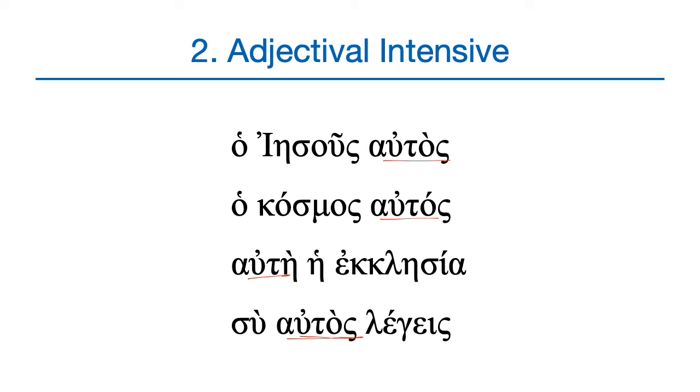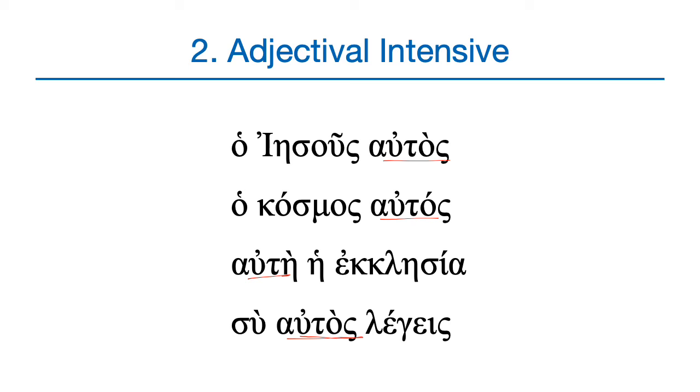You see autos in the first line, coming after Jesus, that will mean Jesus himself. You see autos coming after cosmos, it will mean the world itself. It will not be the world himself, but the world itself. The reason it is in the nominative singular masculine is because it agrees with cosmos, which occurs as a masculine noun.